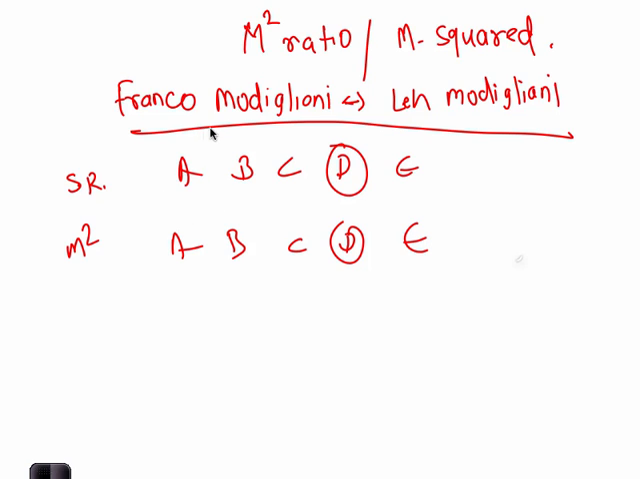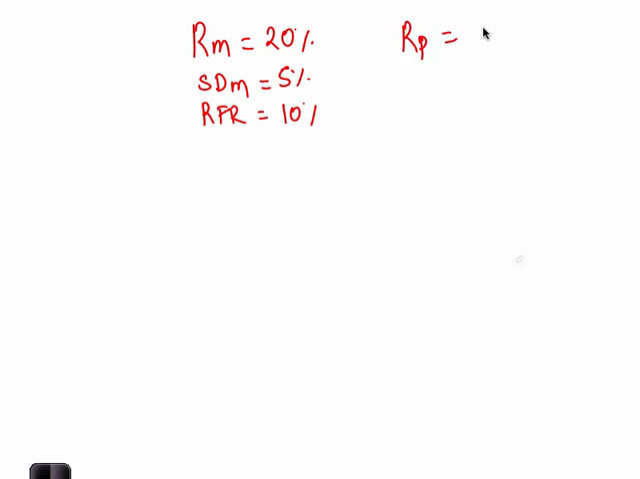But M square does the calculation in a slightly different way. Okay, so let's do an example. Let us say return on market is 20%. Standard deviation of market is 5%. Risk-free rate of return 10%. Return on portfolio P is 30%. Standard deviation of portfolio P, 5% again.